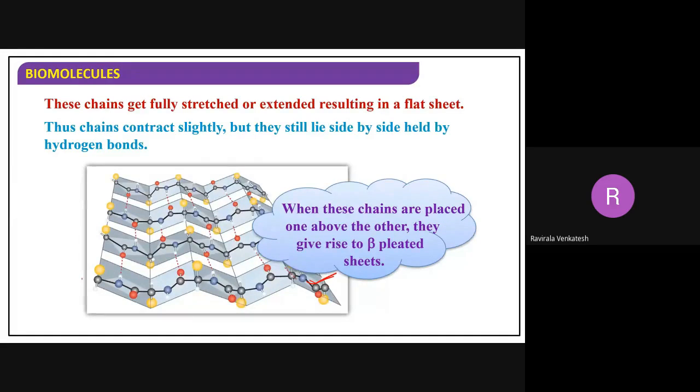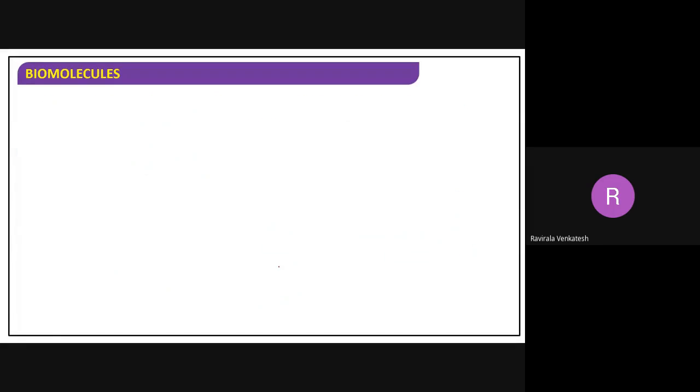When you take more chains like this, placed one above one, they give the beta pleated sheet. In the examination, nobody asks you to draw the beta sheet. Nobody asked you. We have taken it only for your understanding.